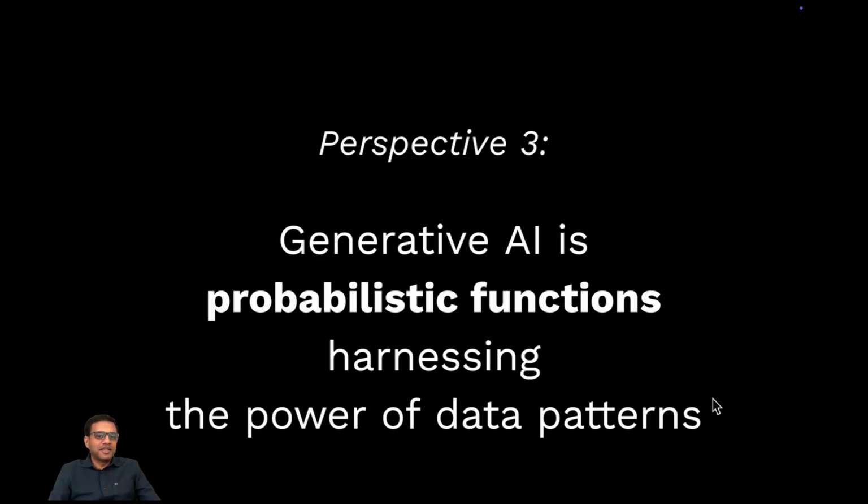Let's get into the third perspective, and actually this is the superset of everything. Generative AI, the whole decoder that we do, can be viewed as a probabilistic function. And what this probabilistic function is doing is harnessing the power of the data patterns. Let's dive in.